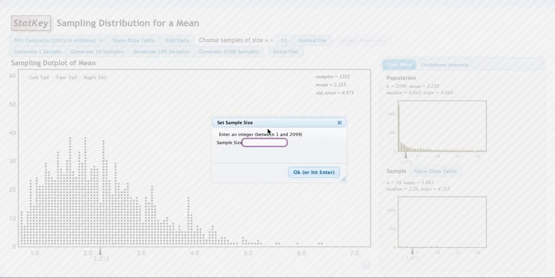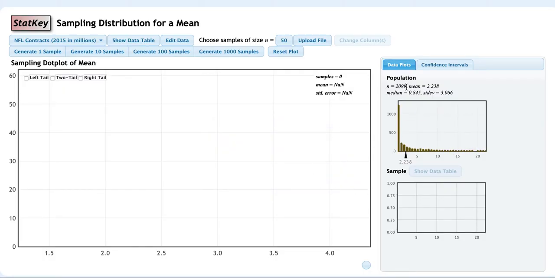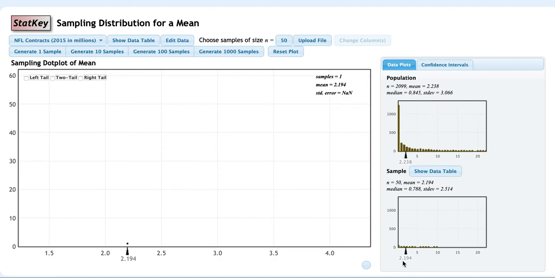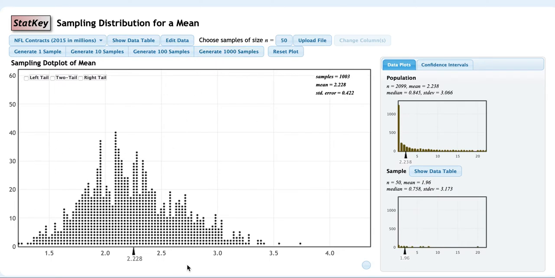Let's see what happens when I change it to 50. We're going to do the same thing. Here's my population. We take a sample of size 50, and we get an average of 2.194. Another sample gives me an average of 2.187. Another is 2.002, and then we'll repeat that lots of times. Notice this one's even less spread out. It only makes it to about 3.5 or 4. So this is averages of samples of size 50.